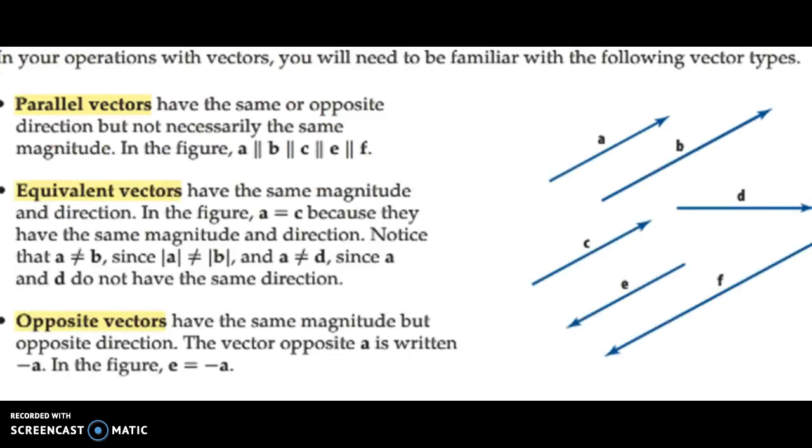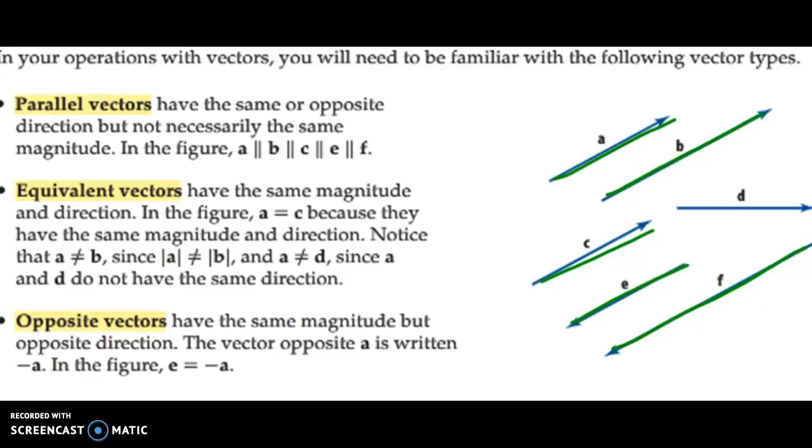Alright? So, we got to talk about a little bit other things. Okay? Parallel vectors. Parallel vectors have the same or opposite direction, but not necessarily the same magnitude. Okay, so for example, A, B, C, E, F are all parallel. Look, they all have the same slope. Okay, all have the same slope. They might not be going the same direction. Okay, might not be the same length, but they all go the same way.